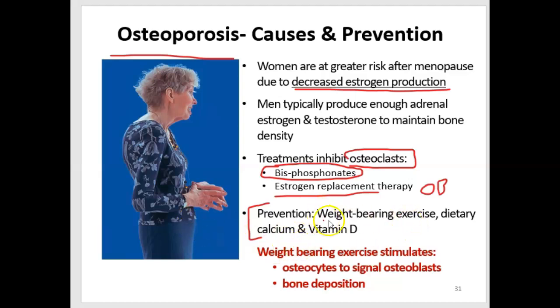And so that would be things like weight-bearing exercise, which stimulates bone deposition, eating enough calcium, and of course getting enough vitamin D so that you absorb that calcium. So weight-bearing exercise stimulates osteoblasts. Now they're stimulated through osteocytes, not clasts, osteocytes that we remember are just trapped in their lacuna. They're just sitting in here. We thought they weren't doing anything, but they can actually signal osteoblasts to start depositing bone.